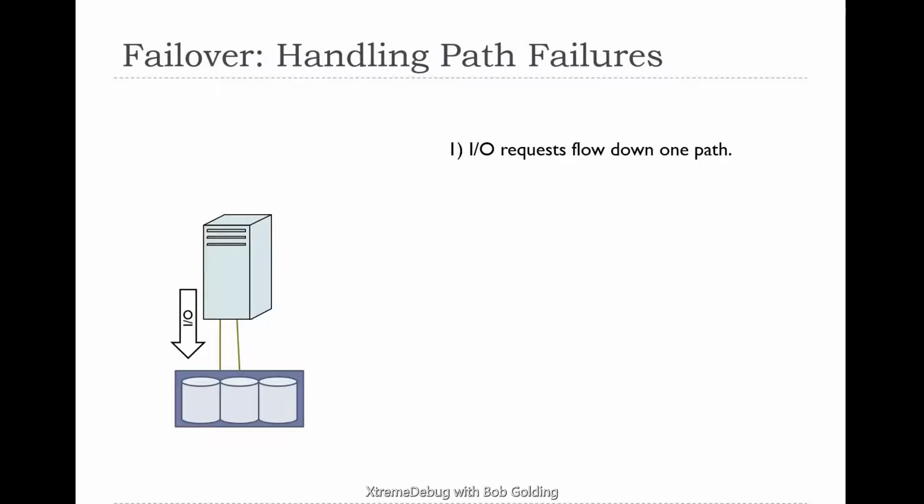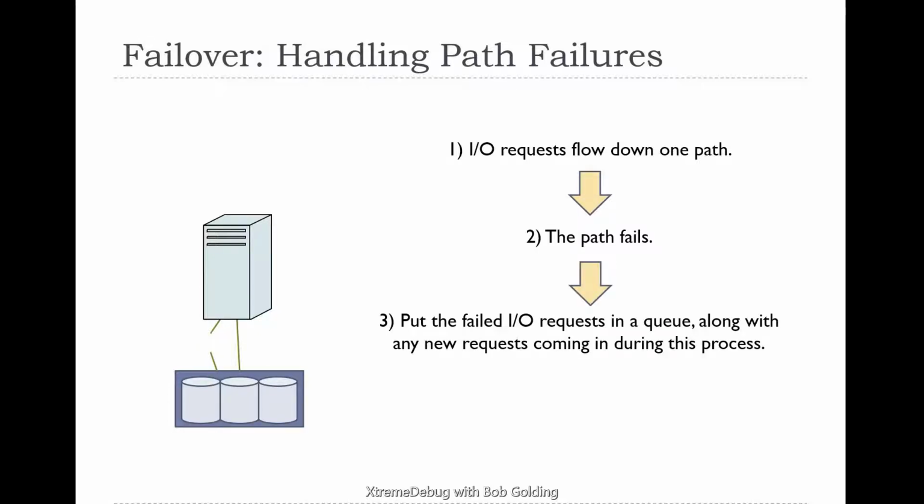The I/O request is sent down one path. The path fails. MPIO goes into failover, and the failed I/O requests are put on a queue, and new requests coming in are put on the queue, and I/O is suspended for the time while the failover is occurring. There are two queues in MPIO. One is a resubmit queue, and one is a dispatch queue.